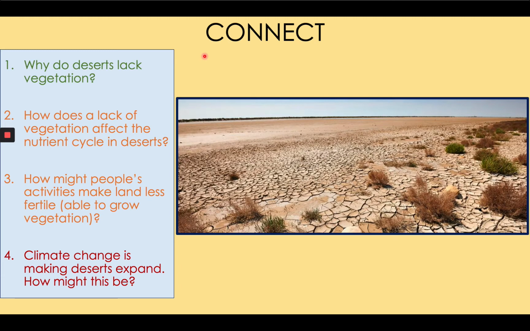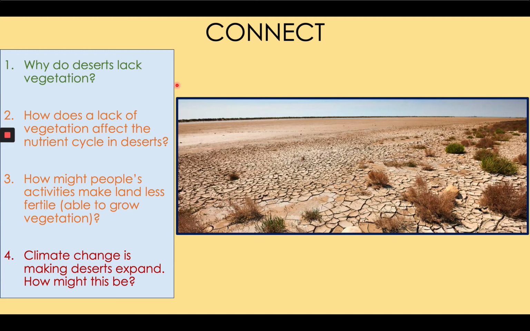3. How might people's activities make land less fertile, which means able to grow vegetation? This is the topic of this lesson, but you may have said so far that people might use deforestation to gain an income, which may damage the land, and I'll show you how. You may have said that agriculture could cause damage to the land, causing a lack of fertility. I'll show you how that happens as well. There are other causes and human activities that lead to land infertility. Join me this lesson, you'll find out.